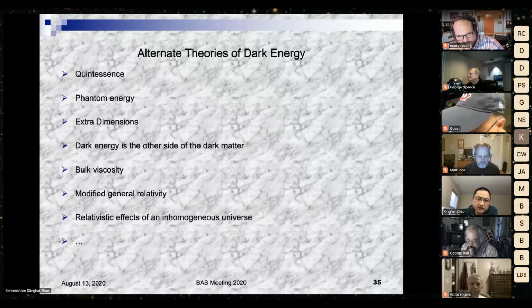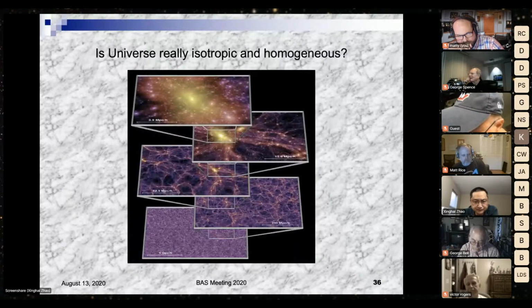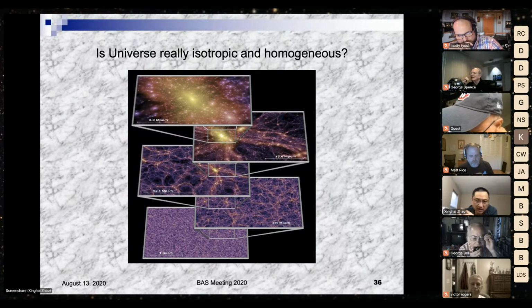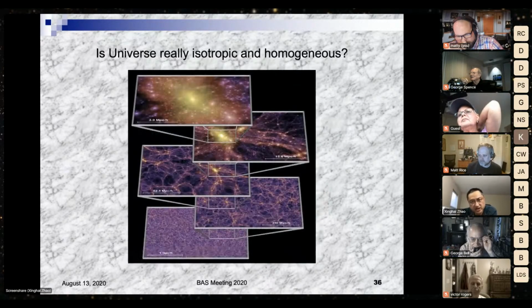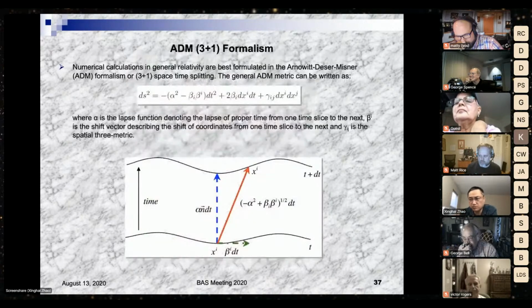So what do we do? Of course, on a small scale, we don't have a homogeneous and isotropic universe, because the density is off by a large order of magnitude. In order to study whether this small scale inhomogeneity can create the apparent dark energy or cosmological constant, we need much more mass.